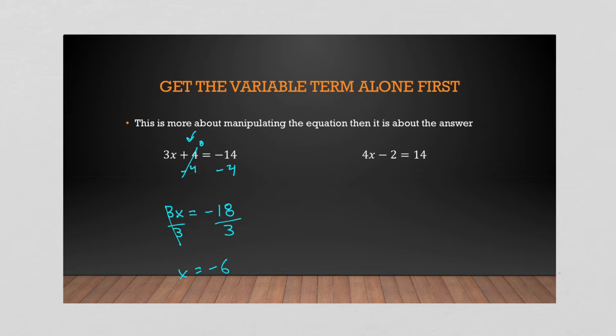For the next one, I'm going to first add 2 because I want that gone. I'm going to add 2. So 4x equals 16. And then divide by 4, x equals 4. So we're taking these questions and doing them in two steps. We're isolating our x term first, and then we're dividing to get rid of the x.